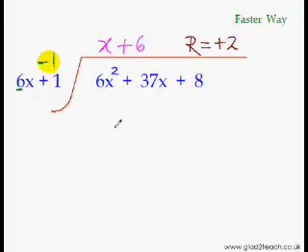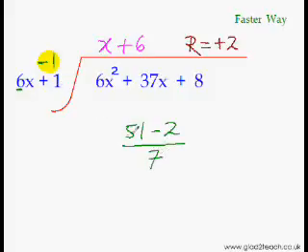And yes, we can very quickly double check our answer as well by doing the operations on the coefficients. So 6 plus 37 is 43. 43 plus 8 is 51. So our dividend is 51. Now subtract the remainder from it. And now we can divide this whole thing by the divisor. Our divisor is 6 plus 1, that is 7. So 51 minus 2 is 49, and 49 divided by 7 is 7.